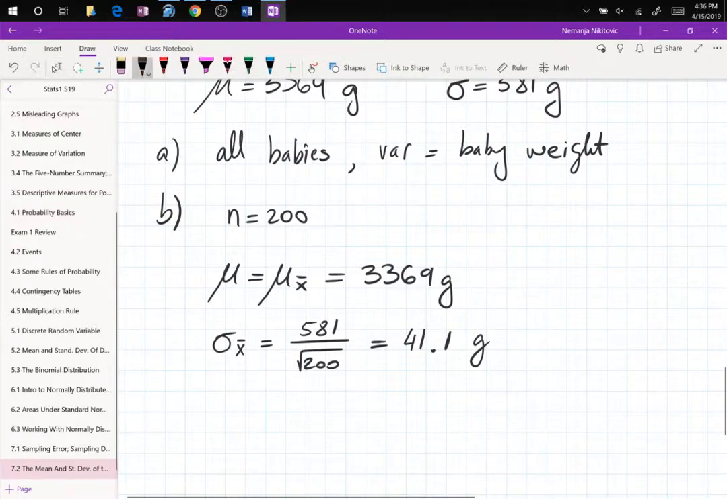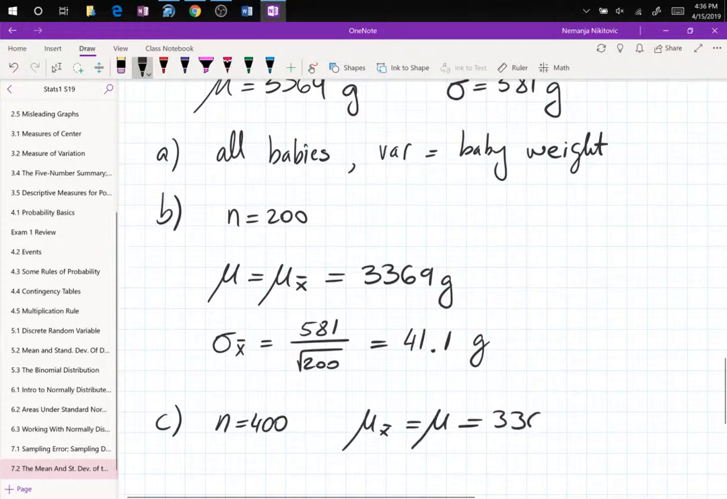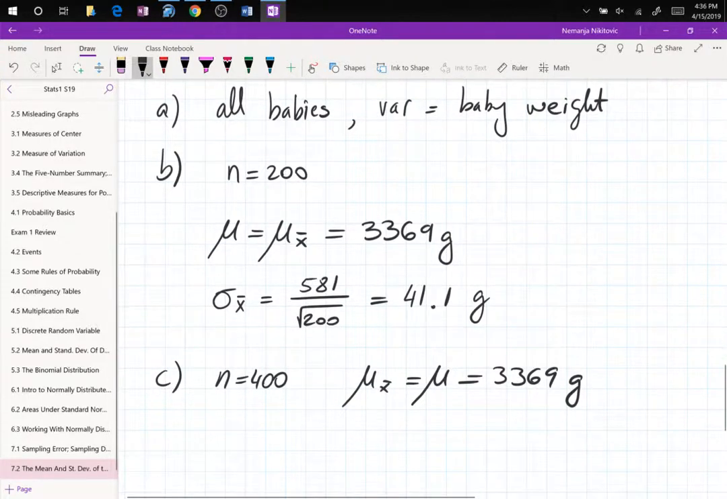And then part C, they want the same calculation just for a sample size of 400. So mu x bar will be the same as the mean, which is still 3369 grams. And now the standard deviation of the sample mean is going to be 581 divided by the square root of 400, which is 20. So 581 divided by 20 is 29.05 grams.